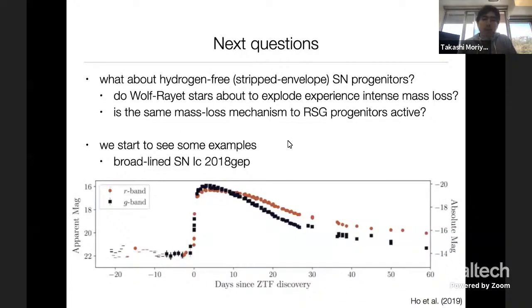And finally, the next question: I have talked about the red supergiant explosions so far, but of course, the remaining 30% of core-collapse supernovae don't have much hydrogen, so what's happening there? These stripped-envelope supernovae are coming from Wolf-Rayet stars. The question is, do Wolf-Rayet stars have a similar kind of mass loss just before the explosion, with a similar mechanism to red supergiants at work there? That's the next question we need to ask, and I think that would be interesting.